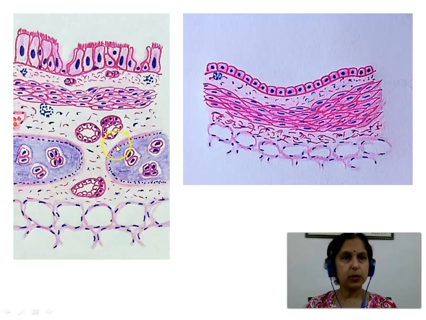Discontinuous cartilage plates are seen in the bronchus, with no cartilage seen in the bronchiole. When we talk of the muscle layer, it lies between the mucosa and the submucosa or the cartilage layer, while in the bronchiole, the smooth muscle layer is seen between the mucosa and adventitia.